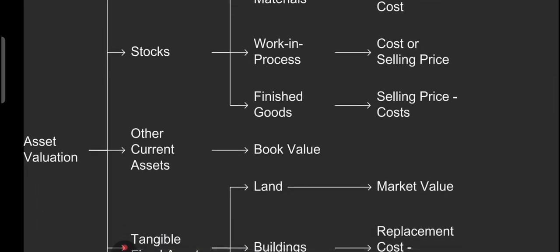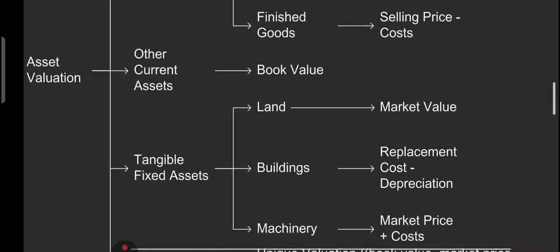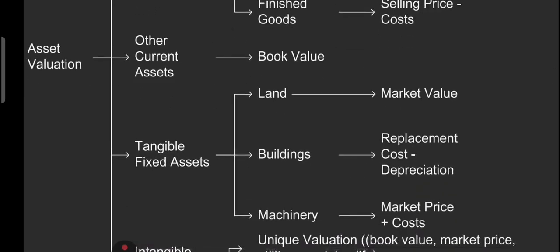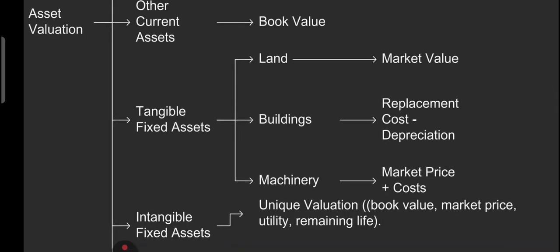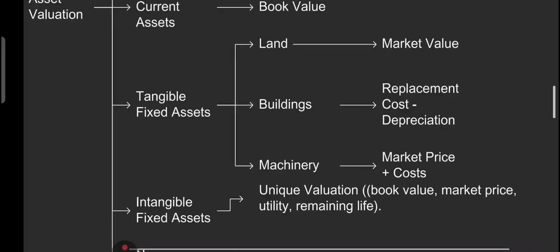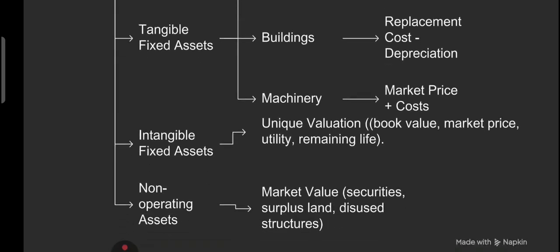Other current assets are recorded at the book value, meaning the value listed in the accounting book. For tangible fixed assets, if it is land, it is valued at the market value, the price it would fetch if sold today. If it is a building, it is valued at the replacement cost minus depreciation, meaning the cost to replace the building today less any loss in value over time. If it is machinery, then we add the market price plus the cost associated with making it usable or sellable, right? So these are the tangible fixed assets.